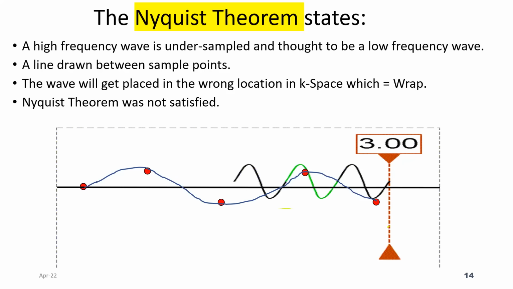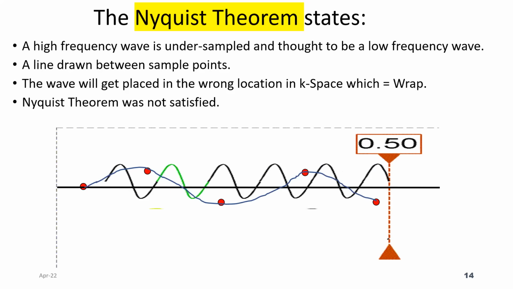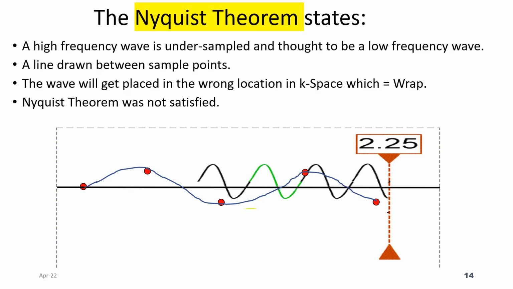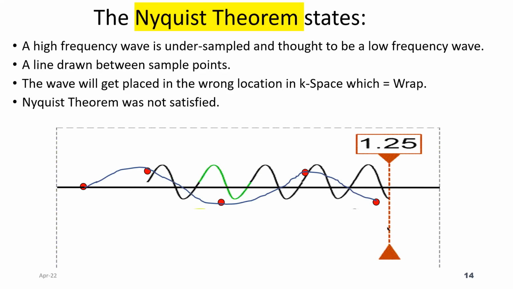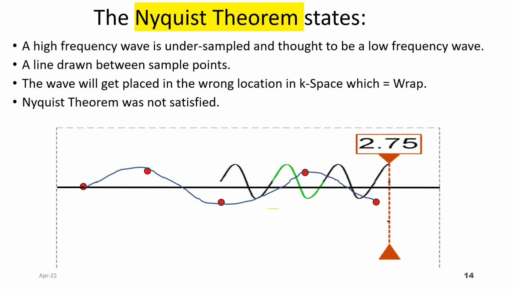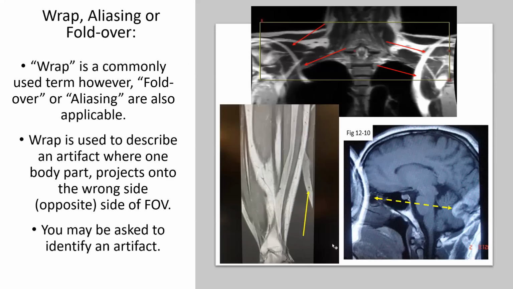Actually, it doesn't get sampled at all because you're only telling the scanner, just look at my field of view. There's stuff outside. It got excited. It's going to give signal whether you want it to or not. Okay, so the Nyquist theorem is not satisfied. This right here is going to give you RAP. You've seen RAP a million times. It's one of the most common things.